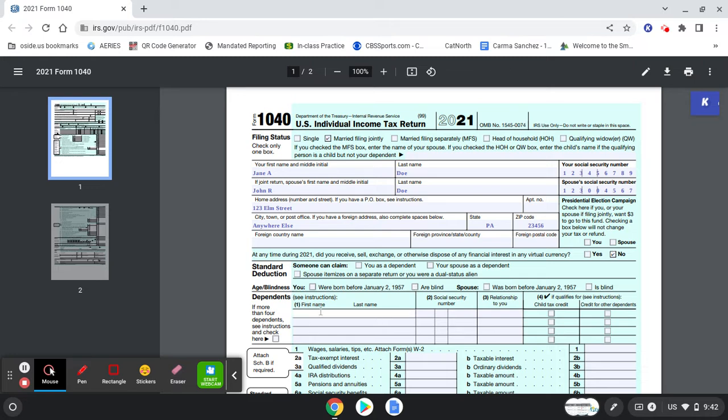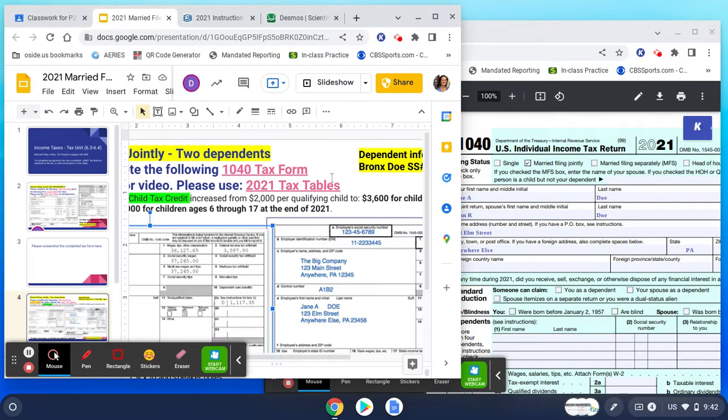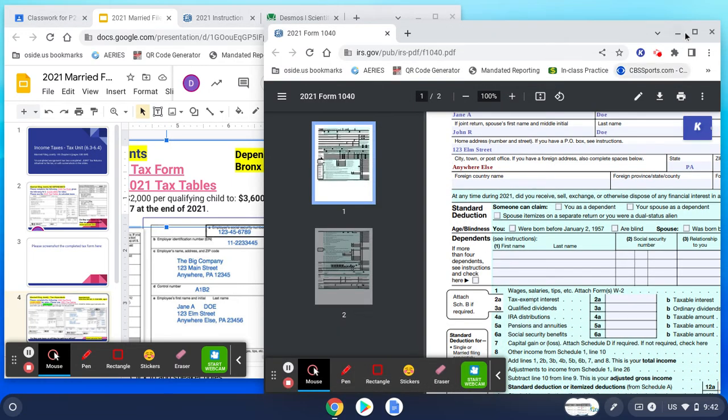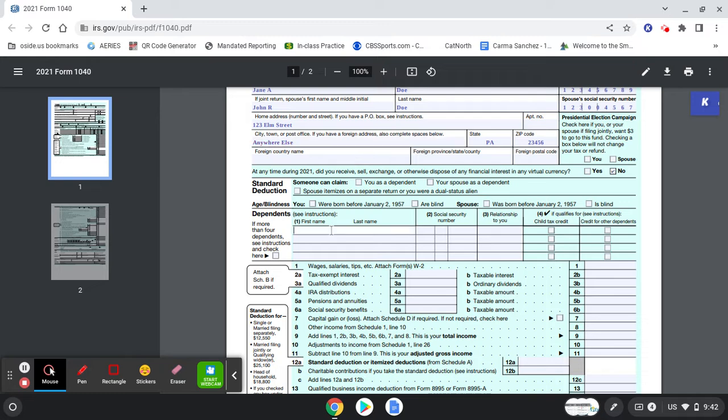Okay, so the new thing is filling in this dependent this time. So if I go back to the information on the slide, I'm letting you know that we've got a dependent named Bronx Doe. And Bronx is my son who is age 2. His social is 123111234. So let's go put in Bronx's information.